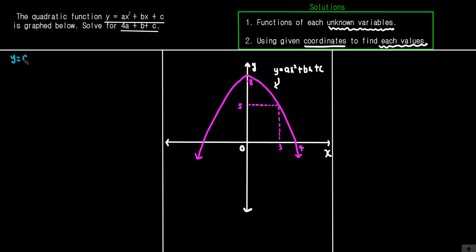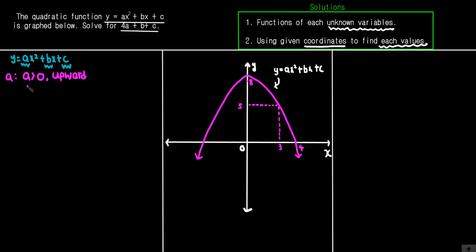Let's write our function down. y is equal to ax squared plus bx plus c. In order to solve this question, we need to solve for a, b, as well as c. Let's first think about the function of each. For a, which is the leading coefficient of this function, it doesn't really affect solving this question. The only thing it affects is that when a is greater than 0, which means a is a positive value, the graph will go upward.